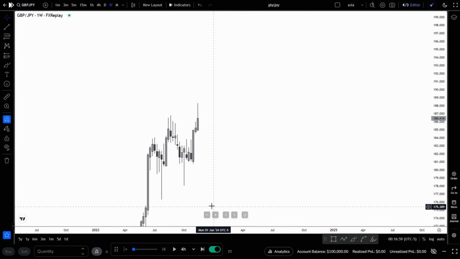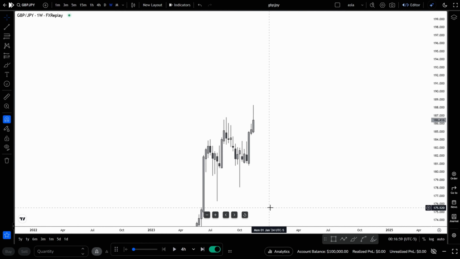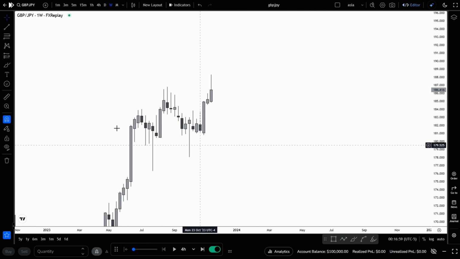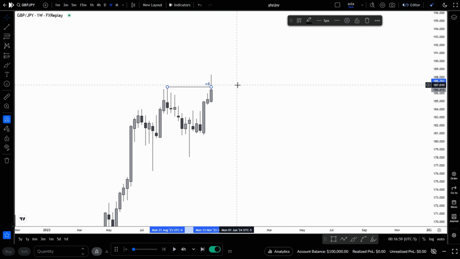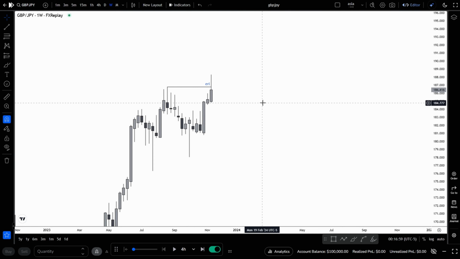So here we are on GBPJPY. If you notice, we just took an old high. That old high represents external range liquidity. Now that external liquidity has been taken, the next logical question is, where is internal range liquidity?